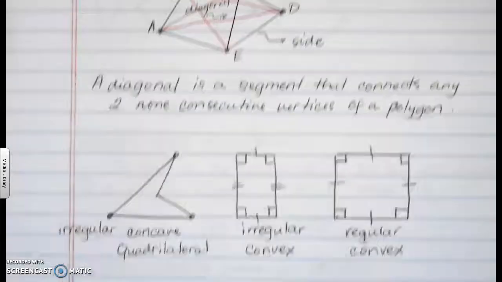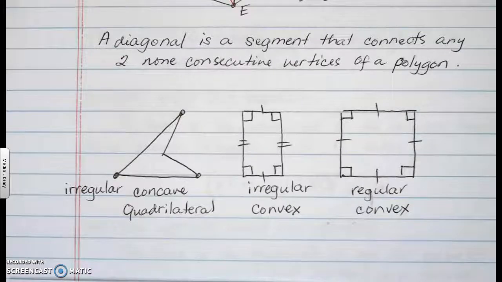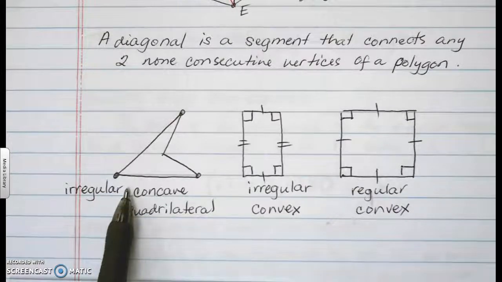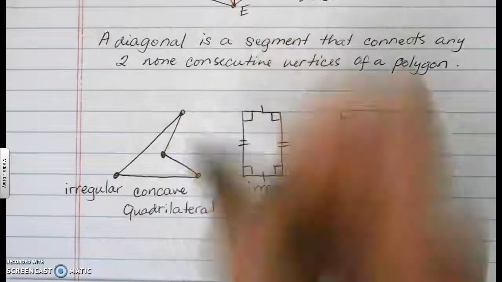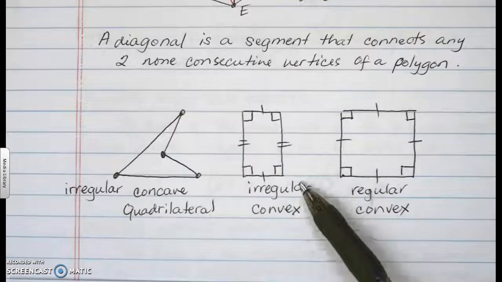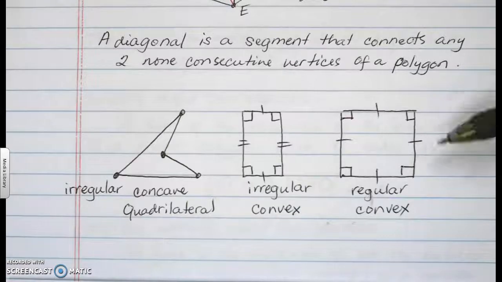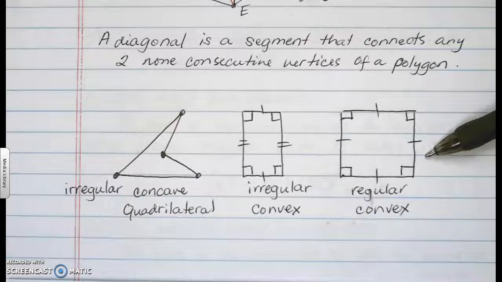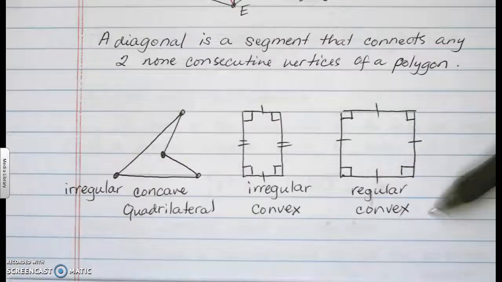Let us now have some examples. Just to review once again about concave and convex, regular and irregular. This is an irregular concave quadrilateral. It's a quadrilateral still because it's made up of vertices and segments. This is an irregular convex, irregular because not all sides are congruent. However, a square is a typical example of a regular convex polygon. Why regular? Because all the sides are congruent, all the angles are equal, and it is convex.